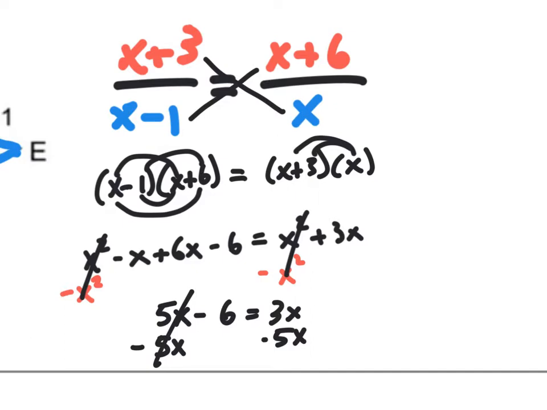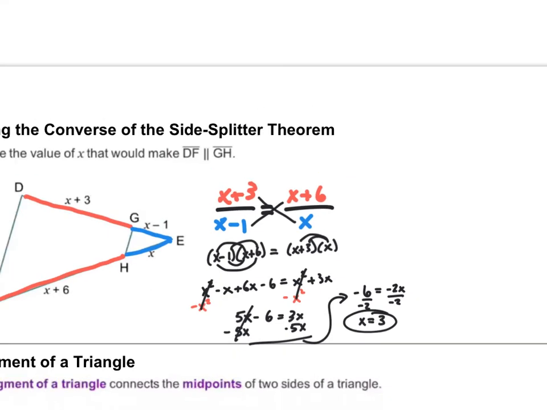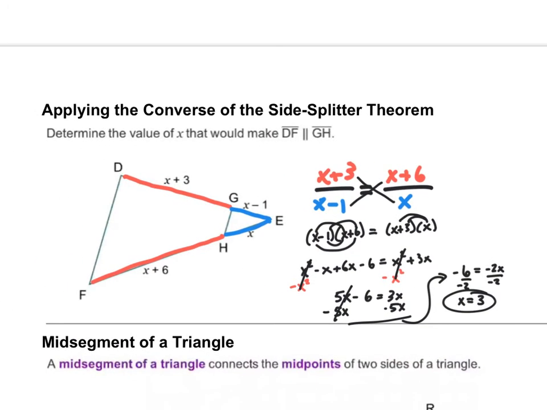So those cancel out. All right, my next step, I'm going to get negative 6 is equal to negative 2x. And then I'm going to divide by negative 2, divide by negative 2. So I get that x is equal to 3, okay? And that's the value that would make these sides proportional, which would then make DF parallel to GH, okay? So in a type of problem like this, you really just want to set up your proportion and go about your day, all right?